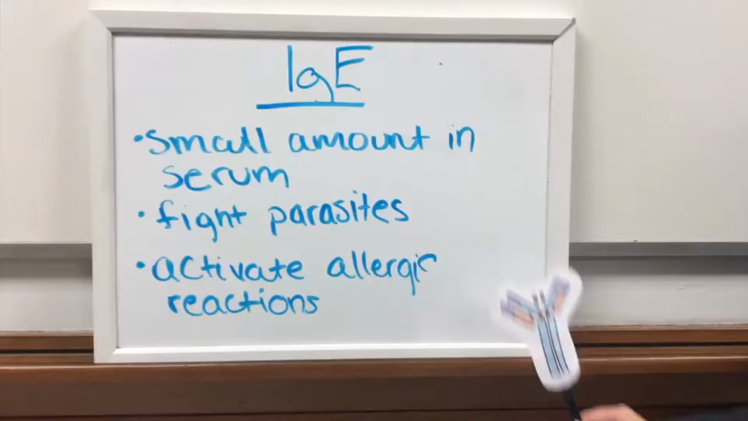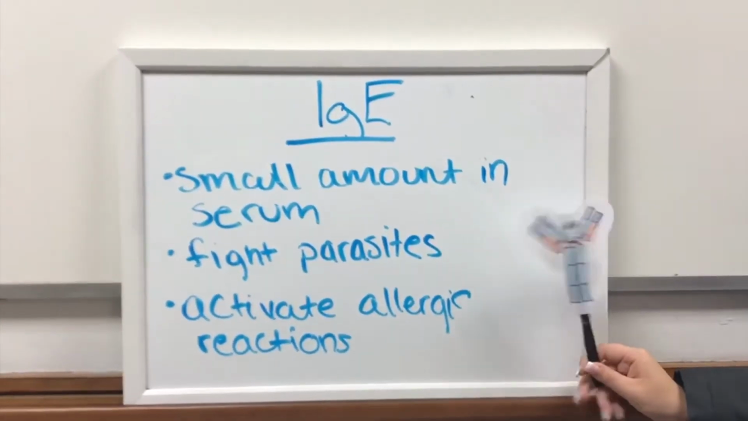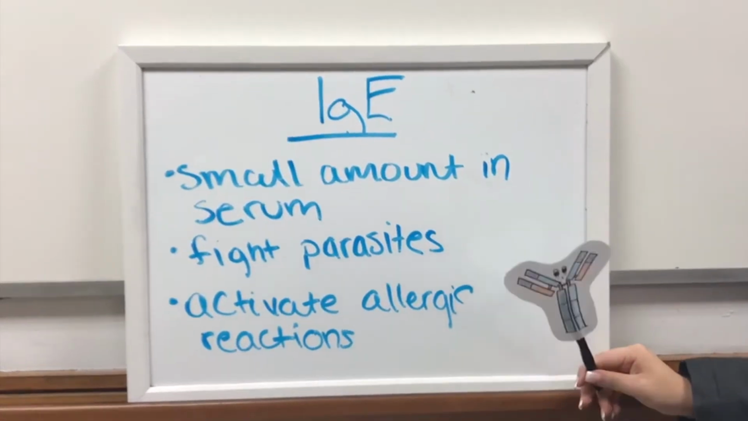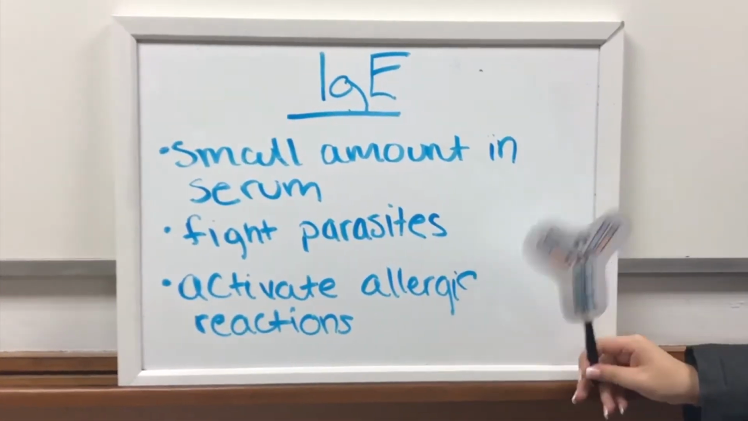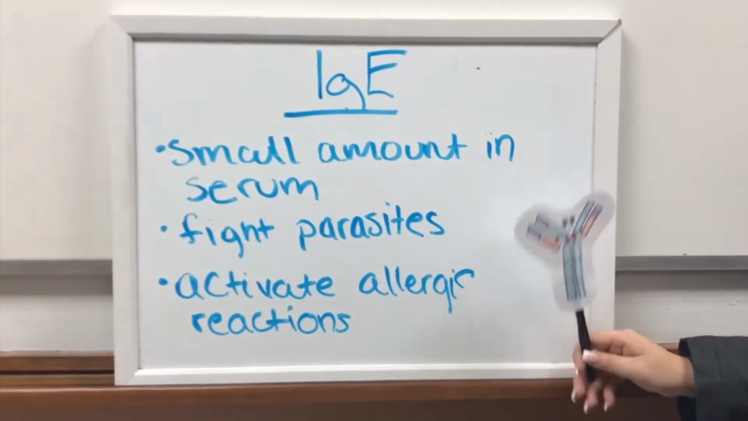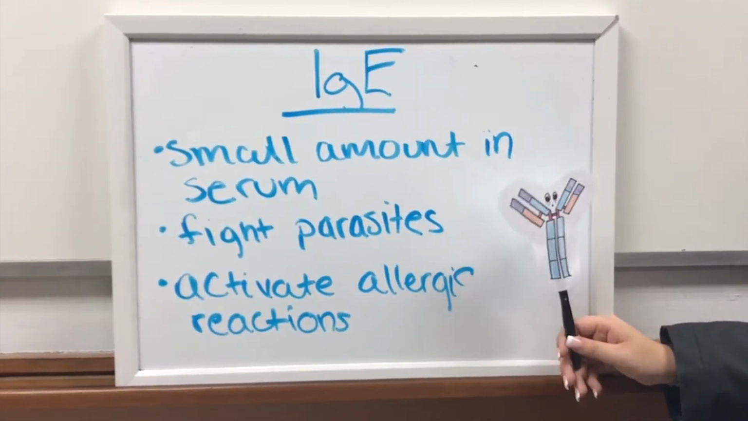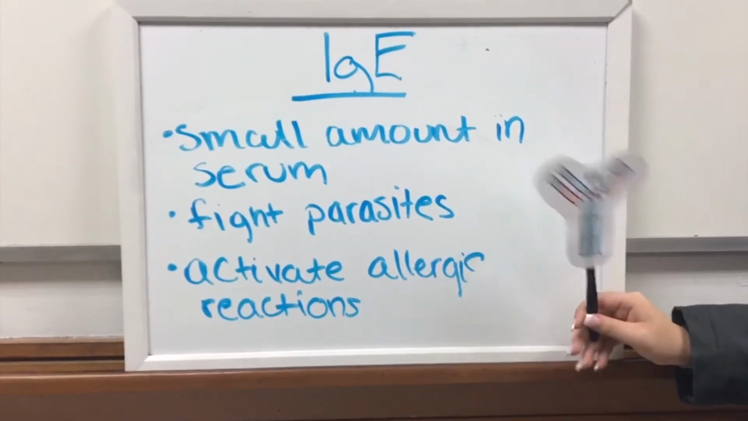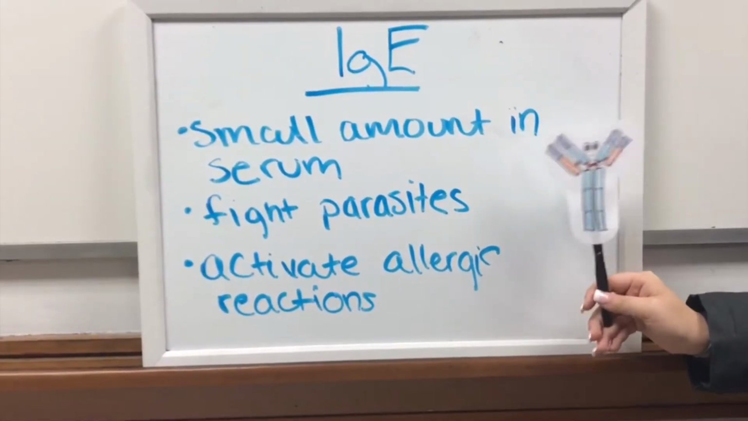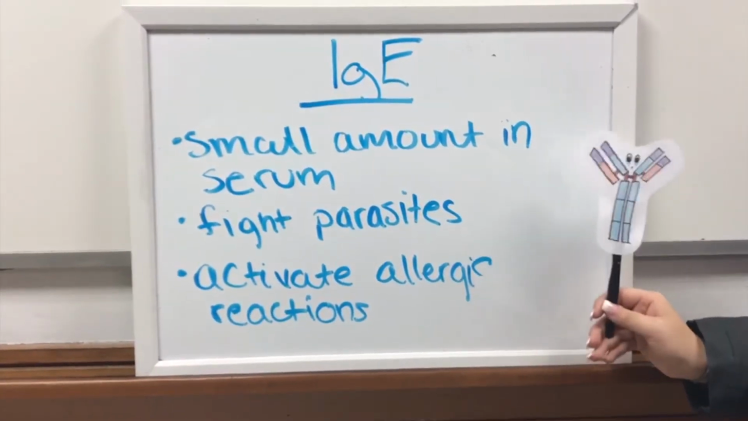Hey y'all, I'm IgE and I'm pretty shy. I'm only found in small amounts in serum, but I have a pretty big job. I protect against parasitic infections and also am responsible for allergic reactions. I tell certain cells to release histamine, heparins, and cytokines to create an inflammatory response. I also tell blood vessels to dilate as a symptom of an allergic reaction.